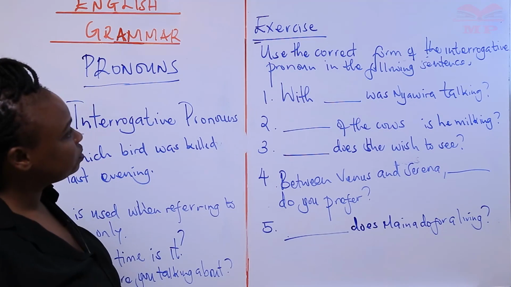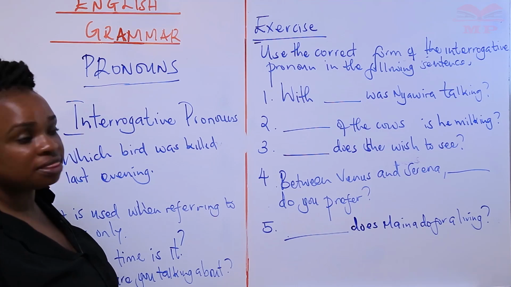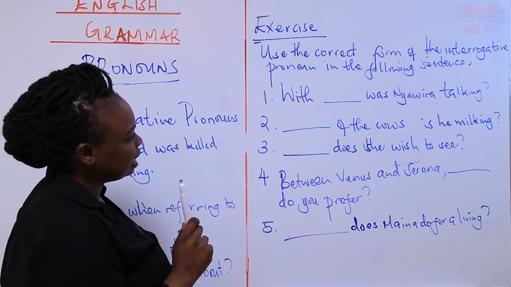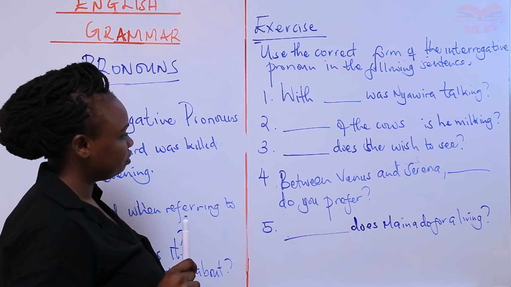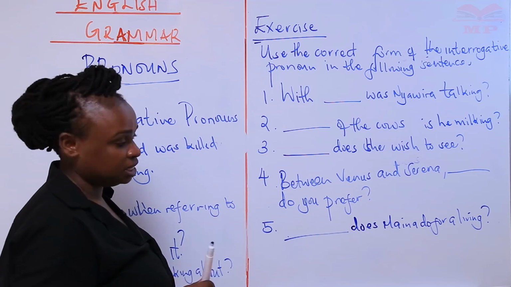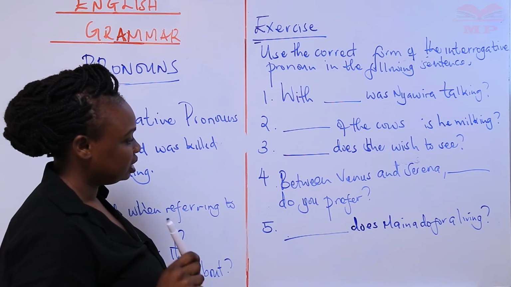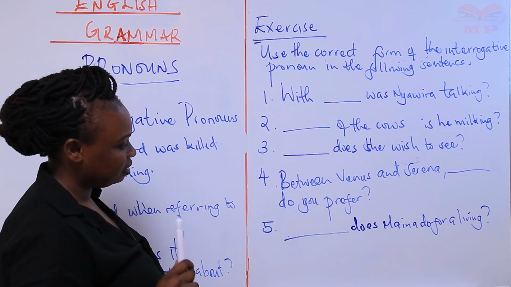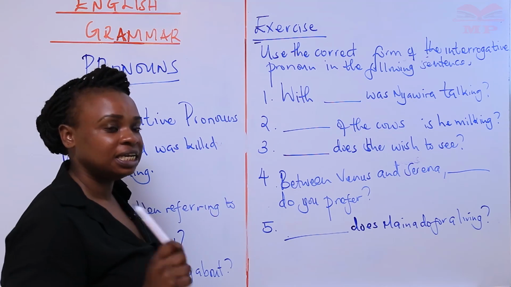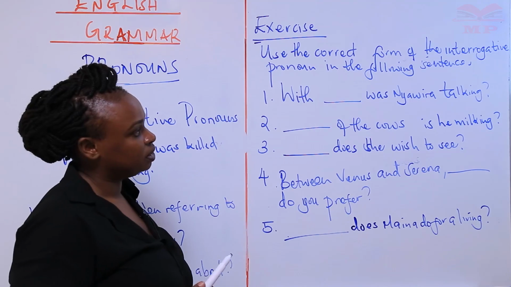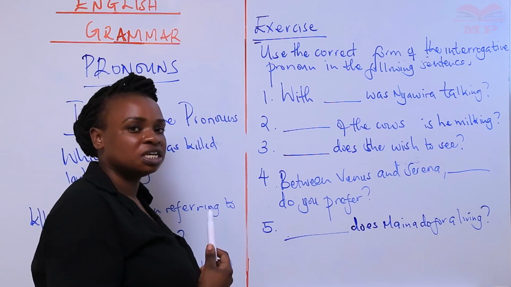So in the exercise, use the correct form of the interrogative pronoun in the following sentences. Number 1: Dash was Nyawira talking? Number 2: Dash of the cows is he milking? Number 3: Dash does she wish to see? Number 4: Between Venus and Serena, dash do you prefer? Number 5: Dash does Maina do for a living? So attempt these questions as an exercise, to practice more on interrogative pronouns.